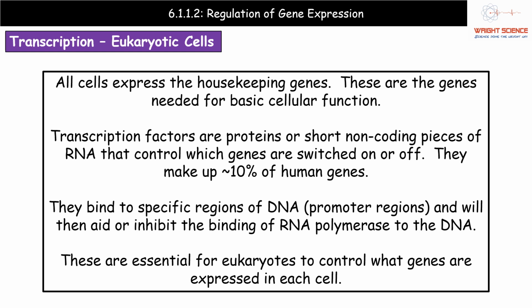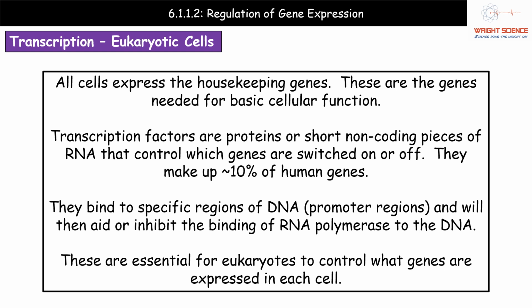What we then have are things which are called transcription factors. And a transcription factor is a protein or a short non-coding piece of RNA that's going to control which genes are switched on and which genes are switched off. And these make up around 10% of your genes. The way in which they work then is they're going to bind to a specific region of the DNA, those promoter regions, and then when they've bound, it will either be aiding or inhibiting the binding of the RNA polymerase to the DNA.